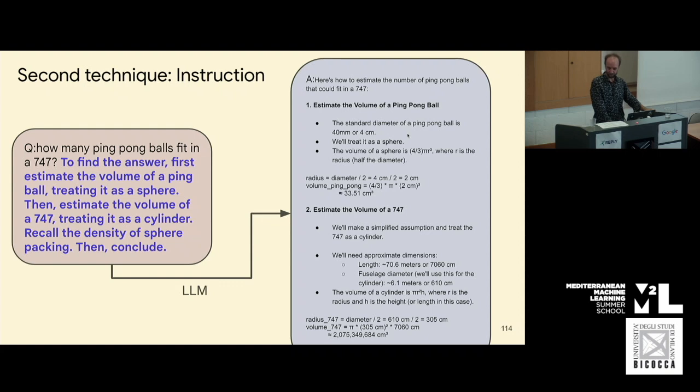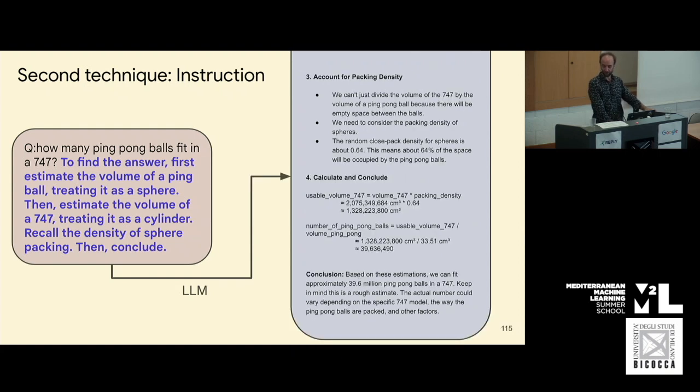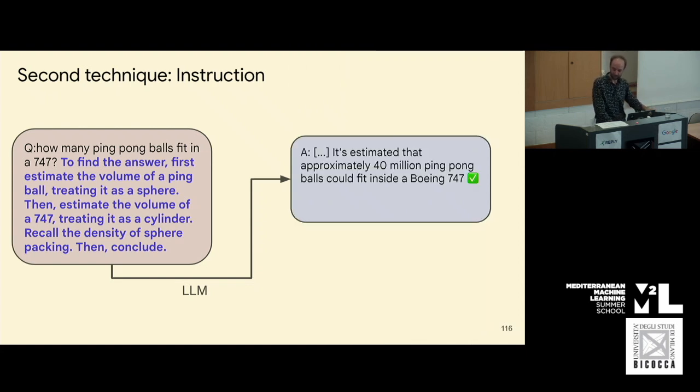I think the volume of the 747 is optimistic. It might know, I forget exactly why. But it comes up with the answer of, I think, 40 million, which is a whole order of magnitude away from the previous guess, which is much more correct. So that's another way to induce a chain of thought: to tell it what method you want it to unravel in its scratchpad, so to speak.